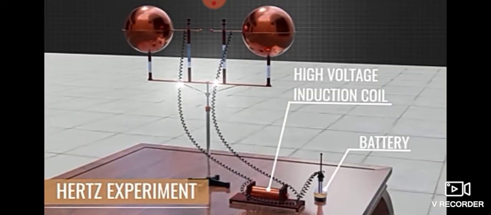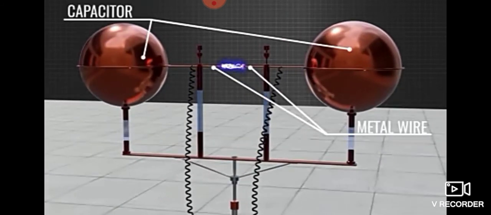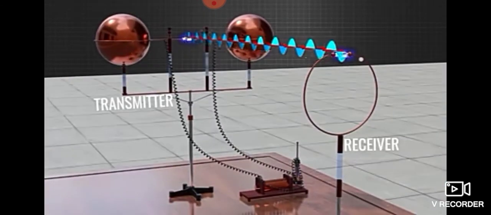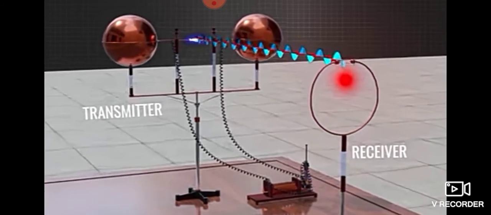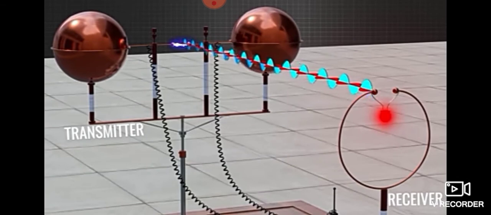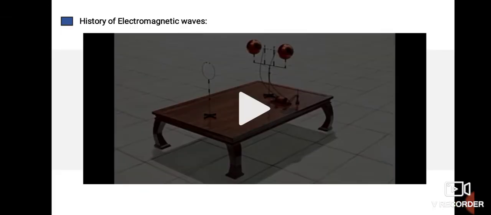He passed a high voltage induction coil through a battery, and there were two spherical balls of a capacitor with a metallic wire in between, and then he had a receiver opposite to it which had a loop antenna. The electromagnetic waves were transmitted and received on the opposite side. If you had placed an LED there, it would glow. It glows, which proves the existence of electromagnetic waves. These electromagnetic waves were proved by the scientist Heinrich Hertz.